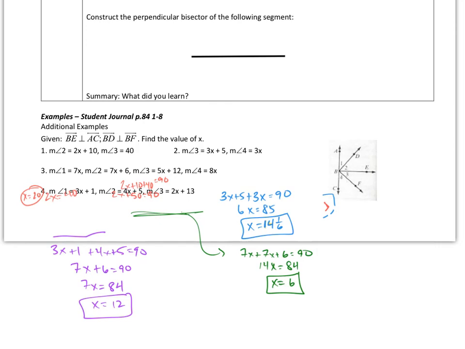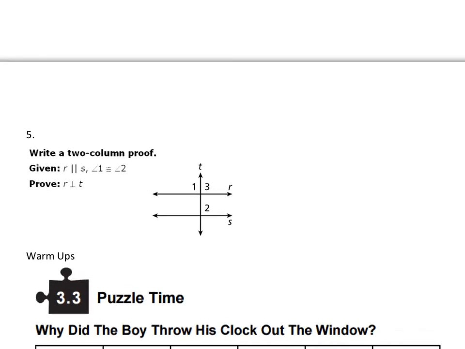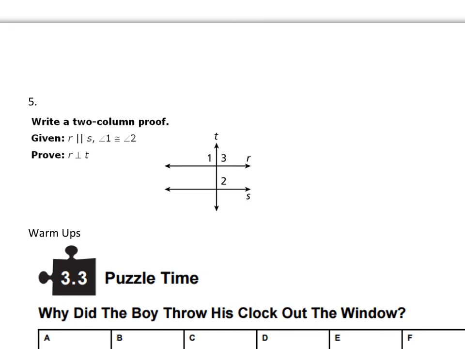Okay, moving on. This proof I'd like to do, here we go. Write a 2-column proof for this. You're given that these two lines are parallel. You need to prove that angle 1 is congruent to angle 2, and we need to prove that R and S are perpendicular. All right, so let's draw this out. We've got our statements here, and we've got our reasons. And step 1, we are going to write down the given. So R is parallel to S, angle 1 congruent to angle 2. This is our given.